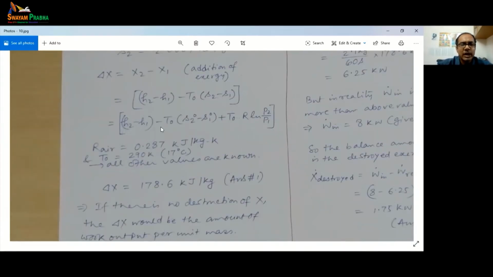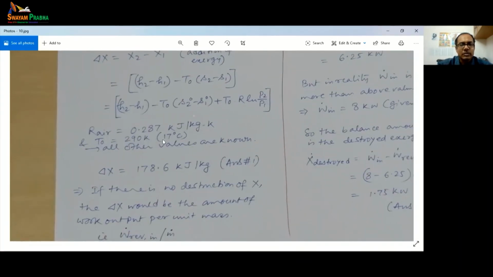So what we know here: H2, H1 we looked up from the table, S2 naught, S1 naught we have looked up from the table, T naught we know, and R we need to find from the table again. R for air is 0.287 kilojoule per kilogram Kelvin, and T naught is given to be 290 Kelvin or 17 degrees centigrade. Okay, so all other values are known. So delta X, you directly calculate this to be 178.6 kilojoule per kg.